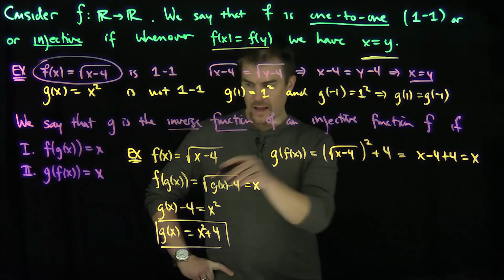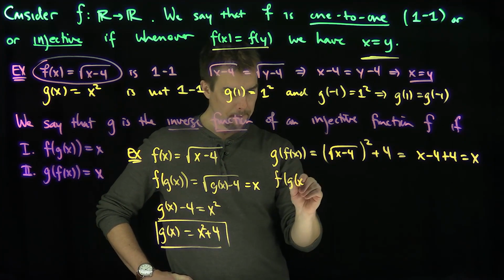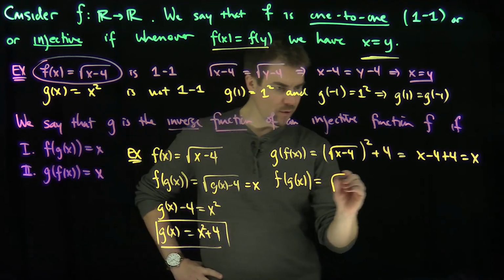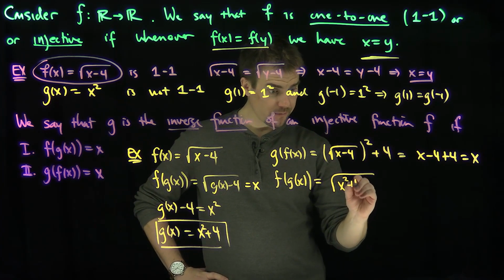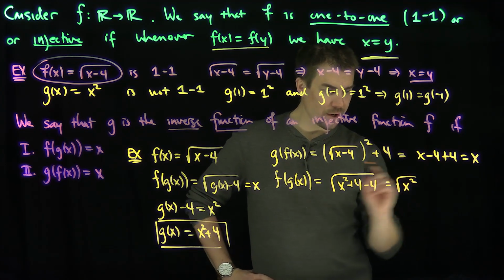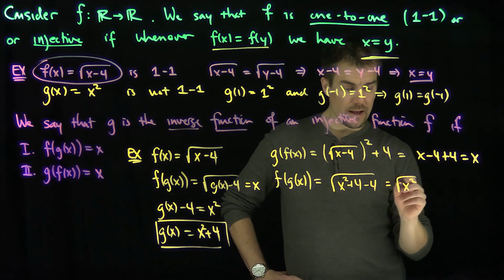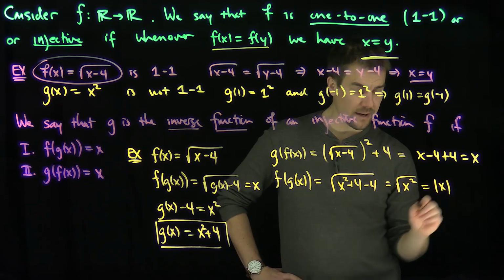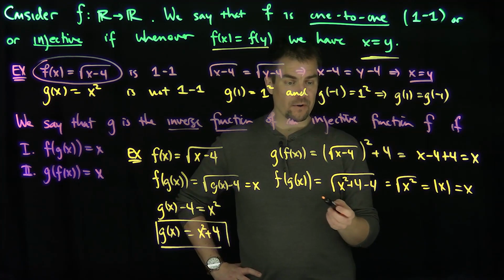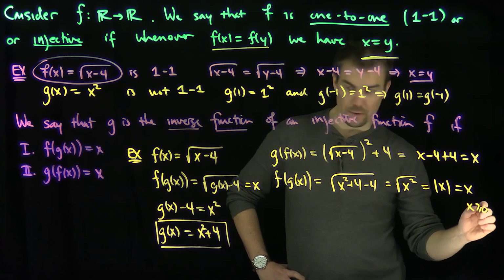That's great. And then as we saw over here, what's f of g of x? Well, f of g of x is going to be the square root of x squared plus 4 minus 4, and that's just going to be the square root of x squared. And so herein lies a little bit of the difficulty, because the square root of x squared is just the absolute value of x. So this would be equal to x if this x is positive. So this is x if x is greater than or equal to 0.